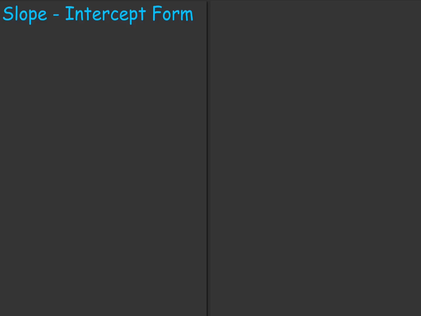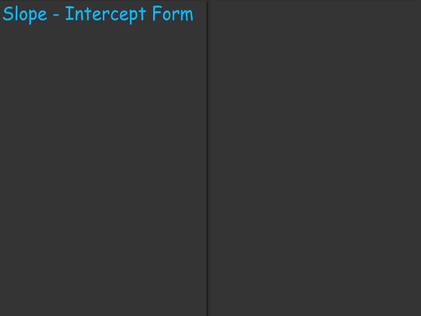Now, in this lesson, we'll define and explain the two key components of the slope-intercept form, and then we'll demonstrate how to graph a line using these two values. So, without much ado, let's quickly look into it.